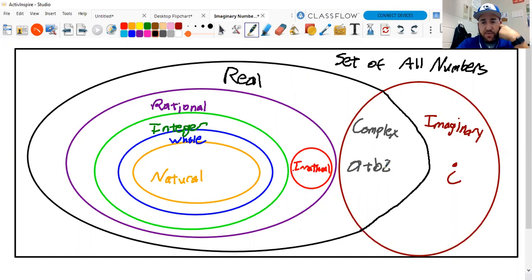a is the real part. bi represents the imaginary part. We'll look at that next week. Again, pause to copy this down. I'm moving on to the next slide.